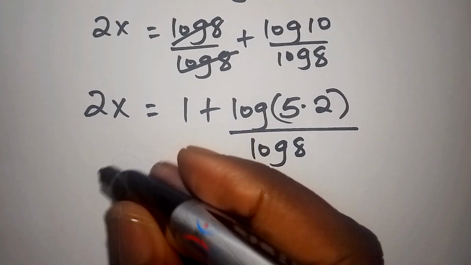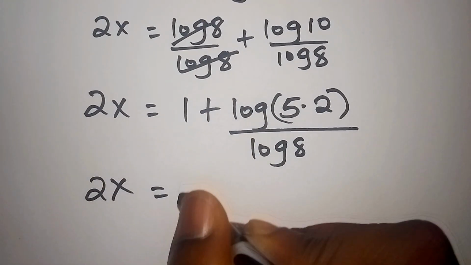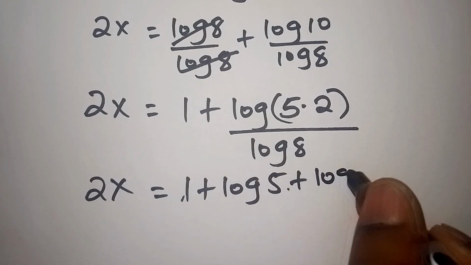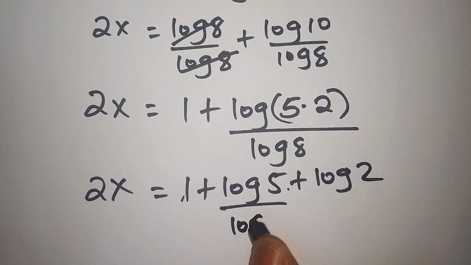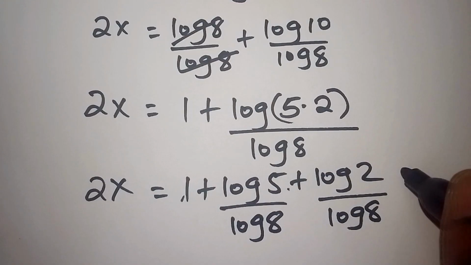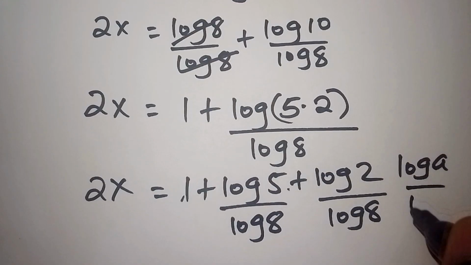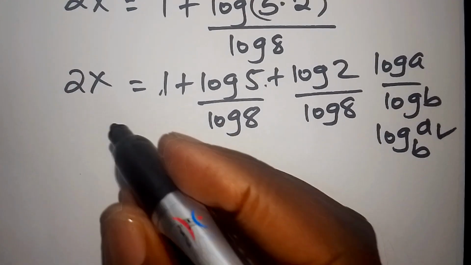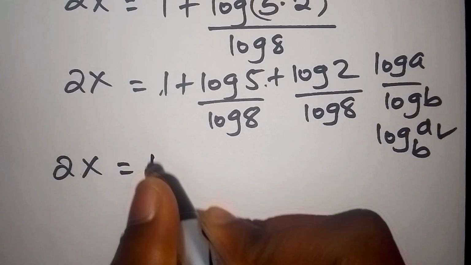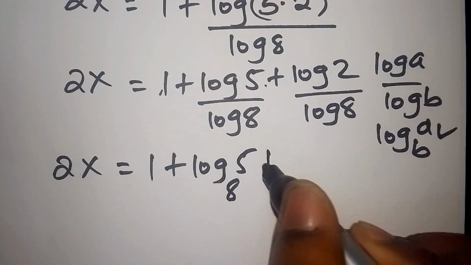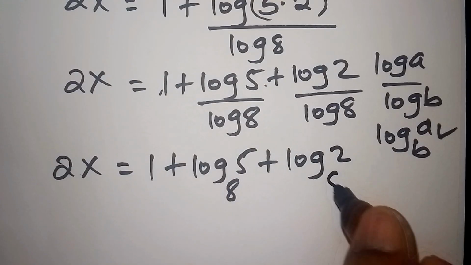So 2x is still equal to 1 plus the log of 5 plus the log of 2, all divided by the log of 8. When you have, for example, the log of a all over the log of b, this can be written as the log of a to the base of b. So our expression becomes 2x equal to 1 plus the log of 5 to the base of 8, plus the log of 2 to the base of 8.